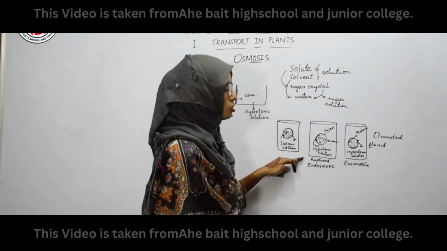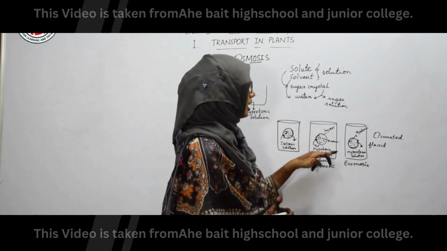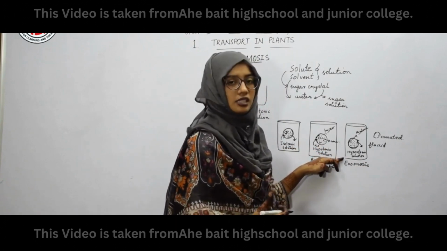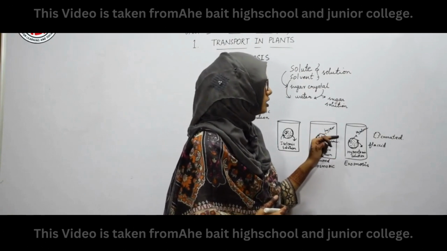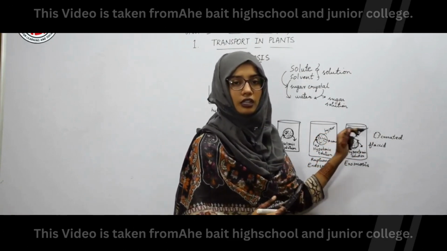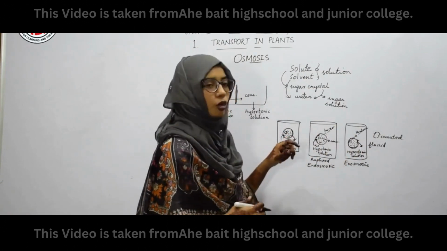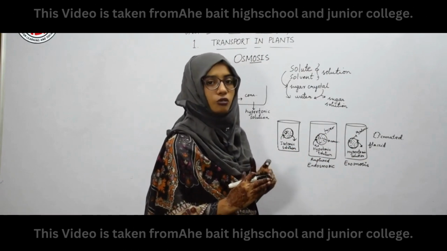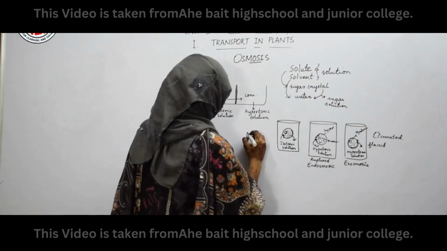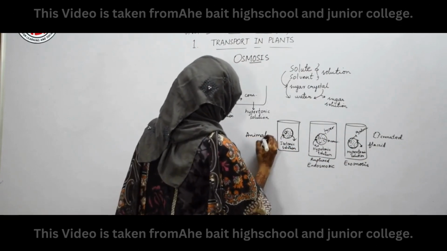So in situation 2, the cell is getting ruptured, and when we place an animal cell in hypertonic solution, it is going to be flaccid or crenated, and the shape of the cell gets changed due to the absence of cell wall. This is about an animal cell.